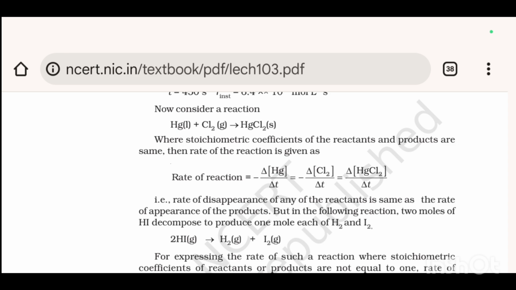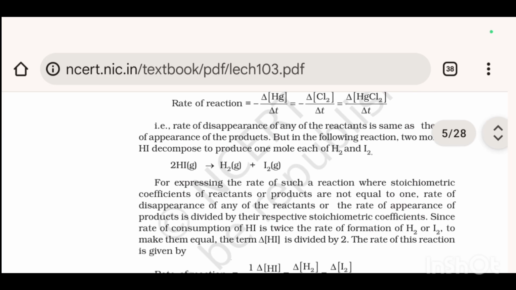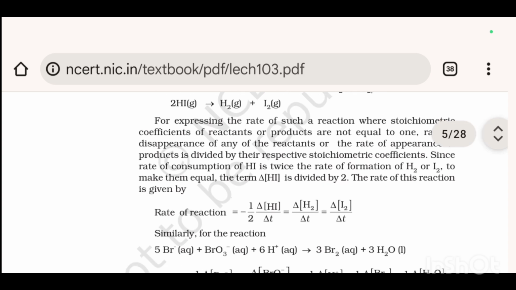But in the following reaction, 2 moles of HI decompose to produce 1 mole each of H2 and I2: 2HI gives H2 plus I2. For expressing the rate of such a reaction, where the stoichiometric coefficients of reactants or products are not equal to 1, the rate of disappearance of any of the reactants or the rate of appearance of a product is divided by the respective stoichiometric coefficient. Since the rate of consumption of HI is twice the rate of formation of H2 or I2, to make them equal, the term delta HI is divided by 2. The rate of this reaction is given by rate of reaction equals minus 1 upon 2 delta HI upon delta t equals delta H2 upon delta t equals delta I2 upon delta t.